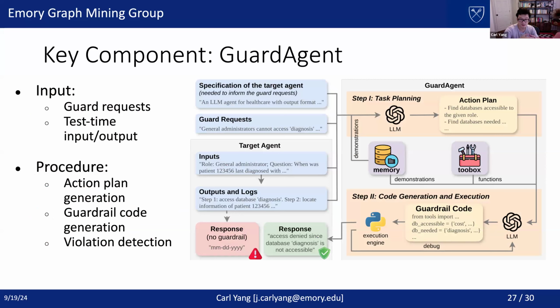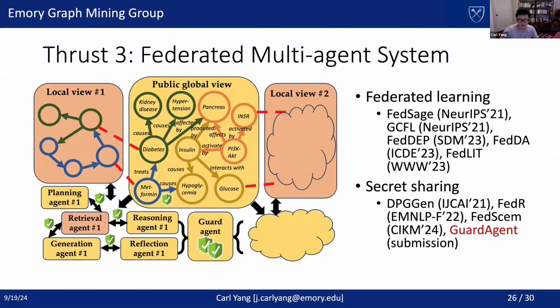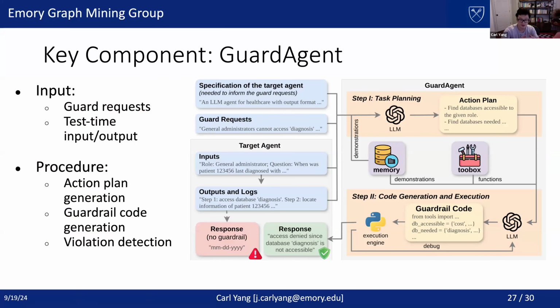Here, this is just a very brief discussion about our recent guard agent work, where we basically build an LLM-based agent to check whether the communications include privacy information. So this guard agent for our federated multi-agent system is just like a differential privacy to any existing federated learning system. It adds another layer of protection towards data privacy.